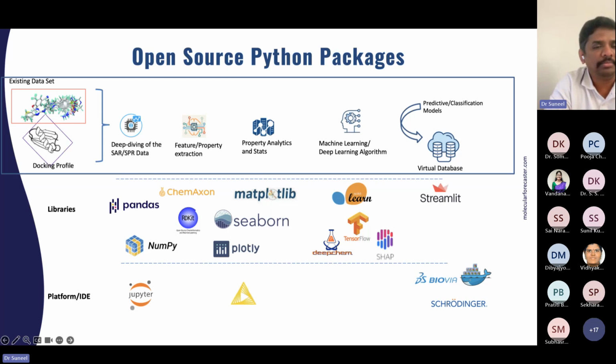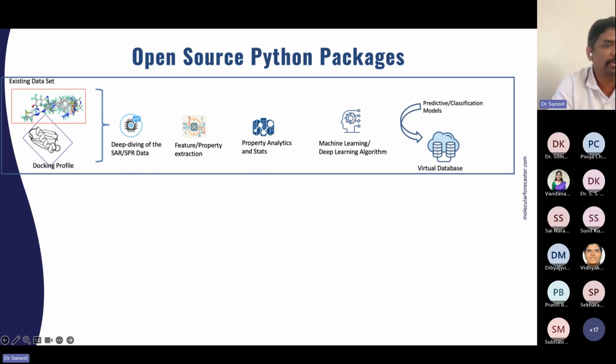So if you see the basic machine learning workflow, we simply take a data set of our interest, whether it is target, ADMET, or docking related information. Then we start with data analysis and data processing, then feature extraction, then property analysis to understand the statistics and property distributions, followed by an ML or DL algorithm, then validation, ROC curve, and other metrics. Once all the statistics are good, we apply the ML model on the virtual database to rank or filter the molecules.